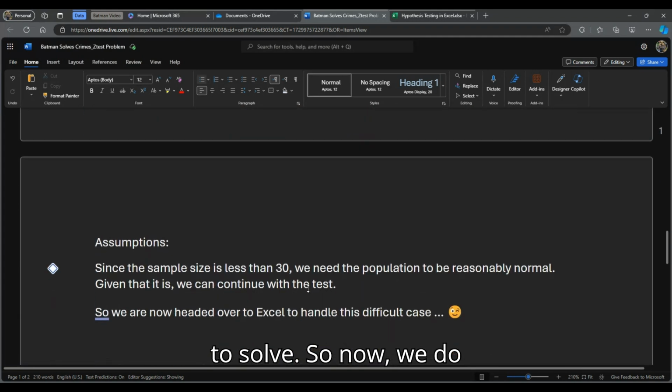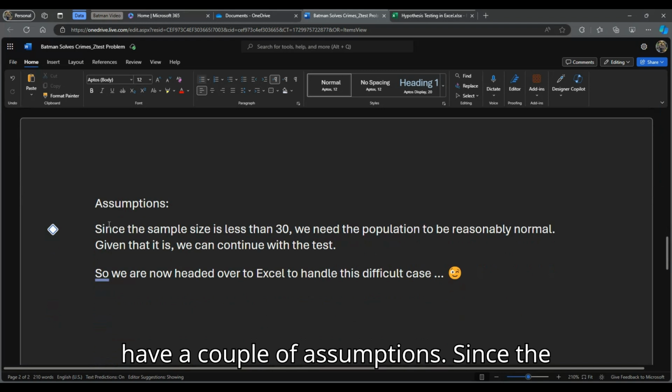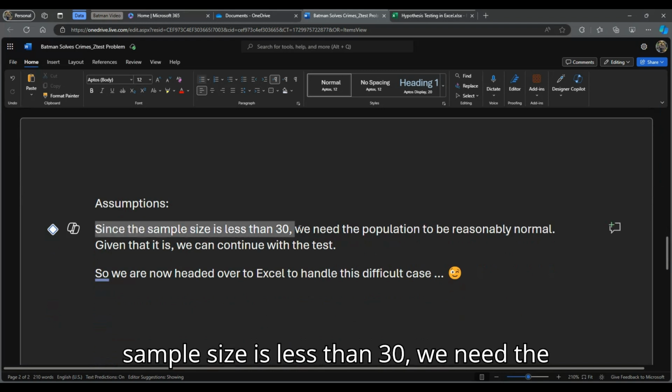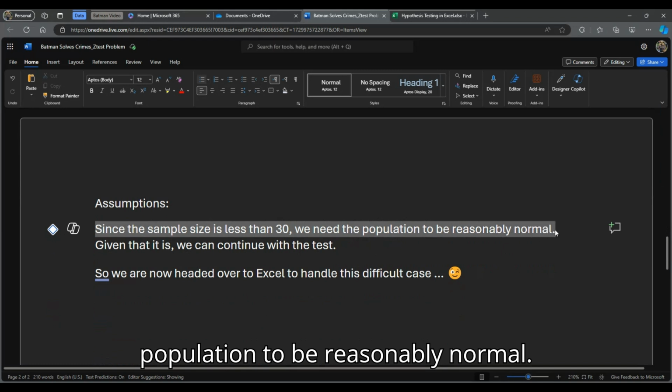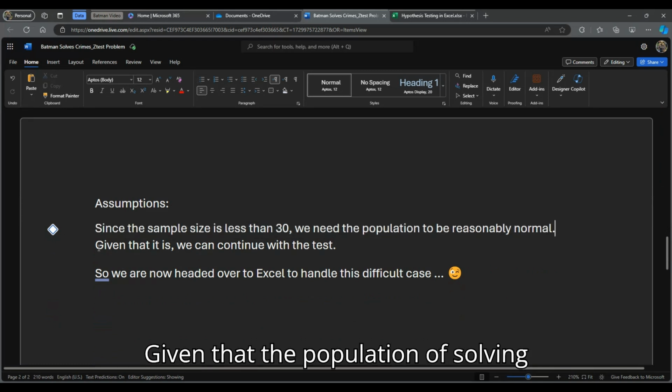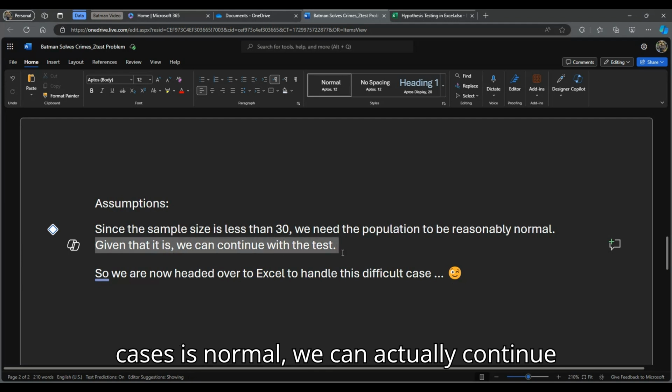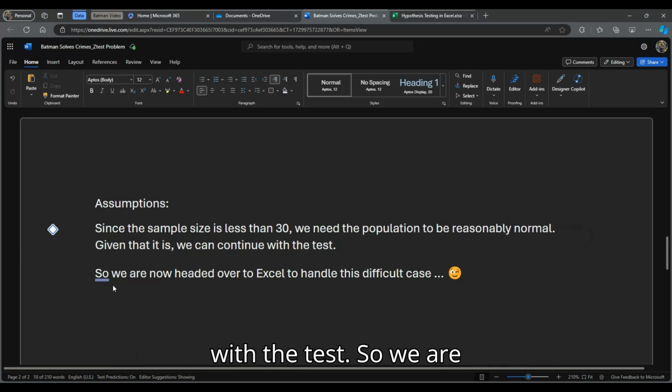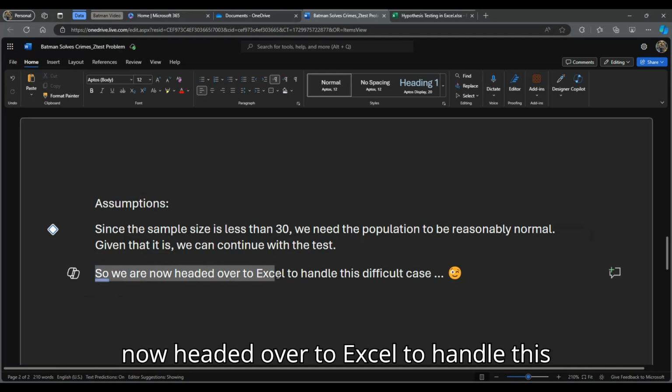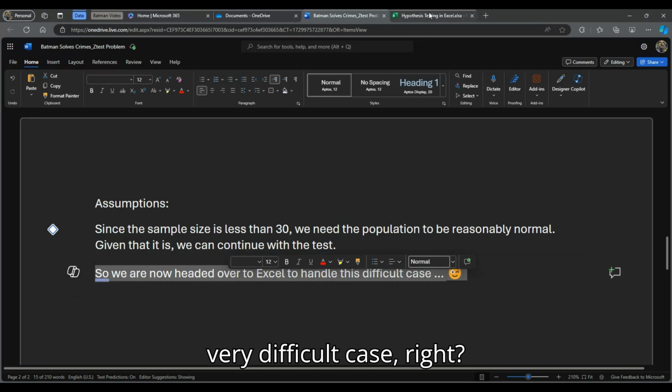All right. So now we do have a couple of assumptions. Since the sample size is less than 30, we need the population to be reasonably normal. Given that the population of solving cases is normal, we can actually continue with the test. So we are now headed over to Excel to handle this very difficult case, right?